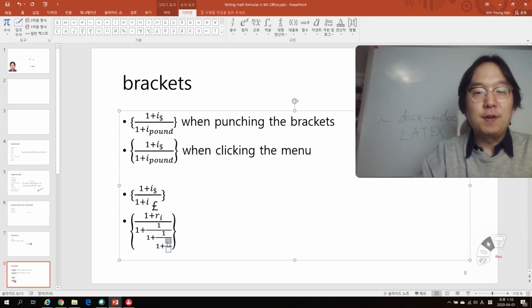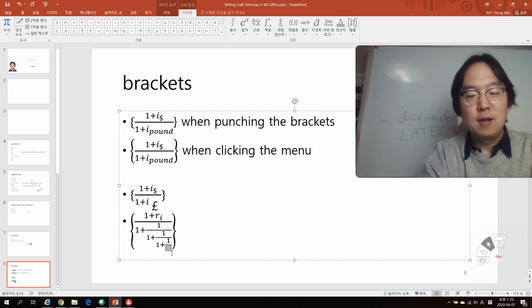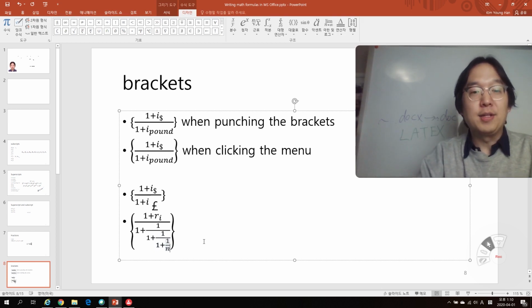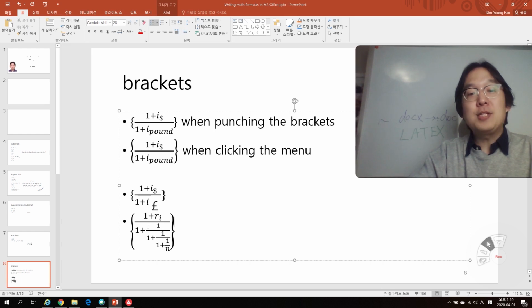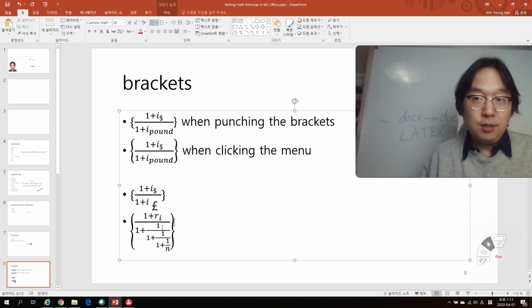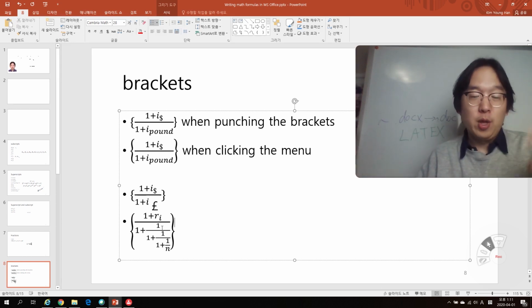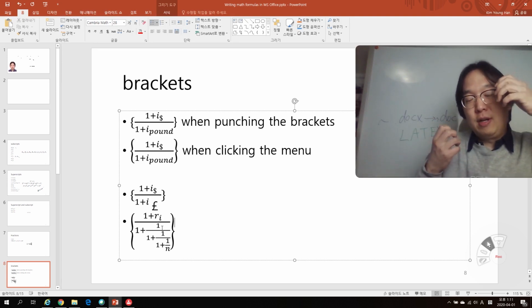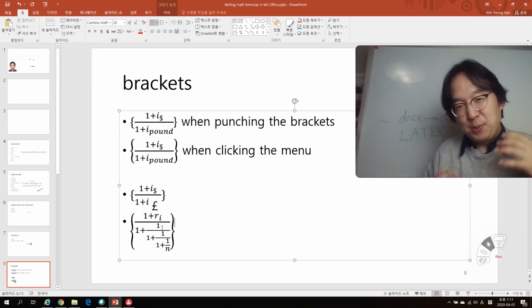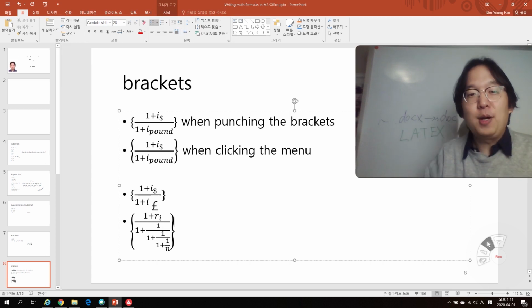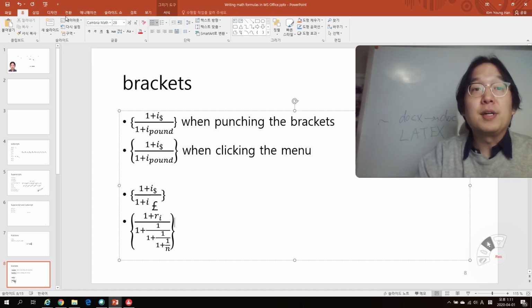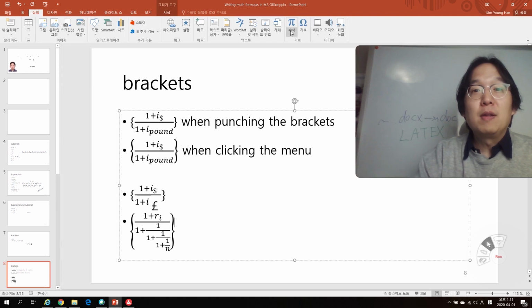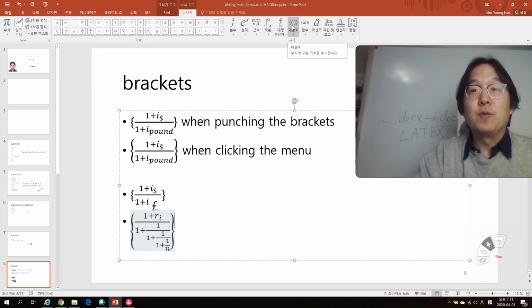It's kind of fun, right? If you keep doing like this, and like this. As you increase the complication of your fractions, either denominator or numerator or both, this bracket increases or elongates like this, okay? So that's a fun part of using this math function over here, okay?